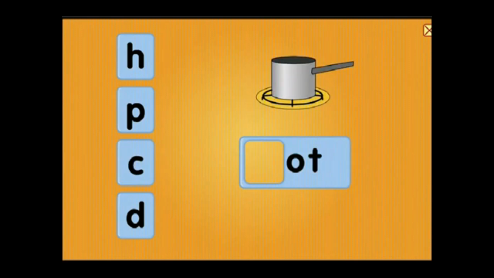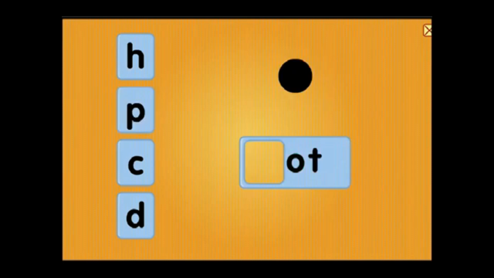Which letter makes the word pot? The letter H, P, C, or D? You decide. Ot. Hot. Dot.